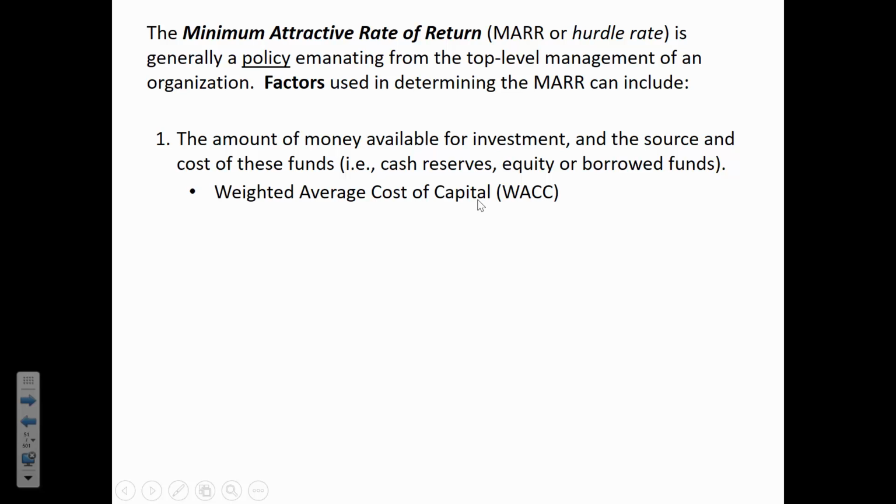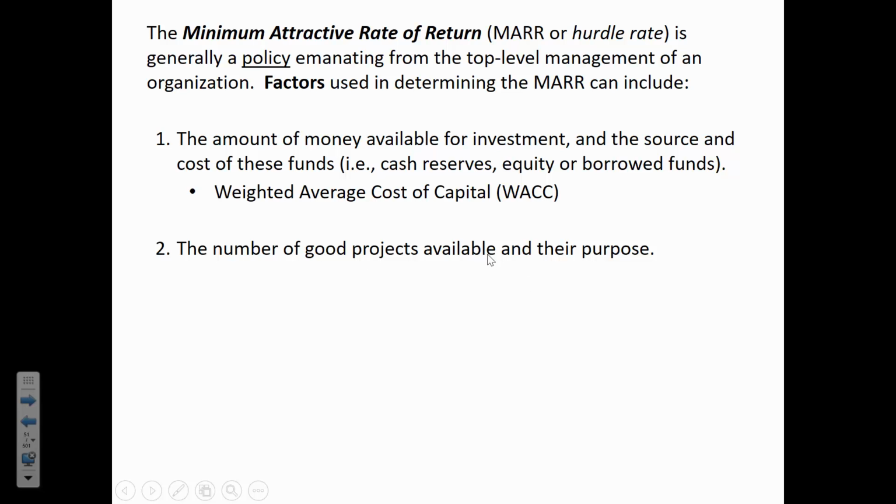We can get money from banks. We can get money from issuing stocks, from issuing bonds. The other factors that go into deciding what's your minimum acceptable rate of return is how many good projects are available. And so a company like Apple, since they are kind of like an exclusive brand, they are more selective in the types of projects that they decide to undertake compared to other businesses that sell anything they can to make a profit.